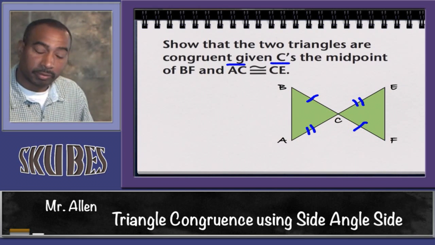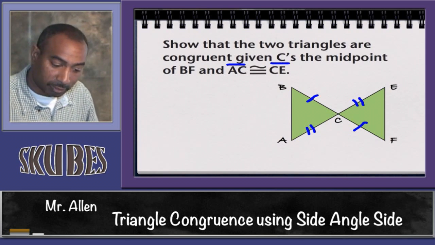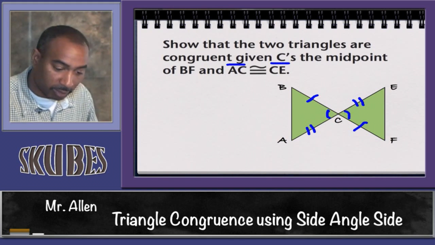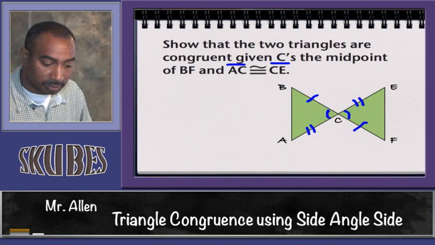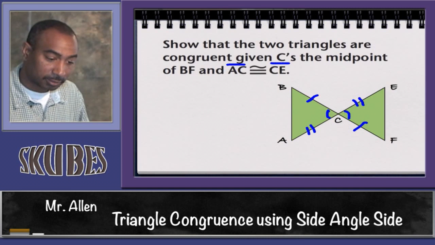If you look at this figure, you notice that you have a pair of vertical angles. Vertical angles are always congruent. So we have established side, angle, side. Side, angle, side. Therefore, the two triangles are congruent.